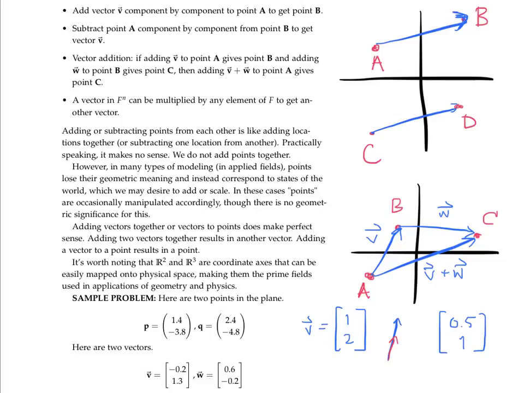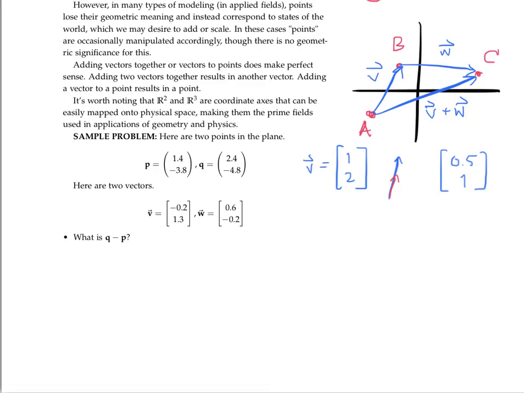So let's take a look at our sample problem. We have 2 points in the plane, P and Q, and we also have 2 vectors that we're going to toy around with. The question is really, for each of these, which of these things makes sense? Our first question is, what is Q minus P? Well, we kind of already did a problem like that. Q minus P would give us the vector that would take us from P to Q. We just want to subtract component by component. Note that I am being very clear that I have 2 points here and that the answer itself is actually going to be a vector.